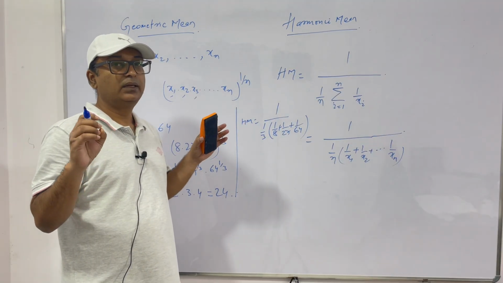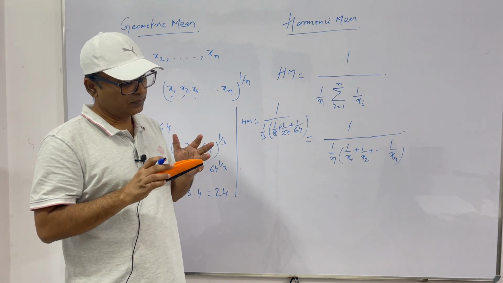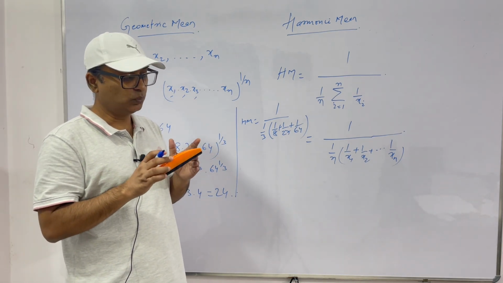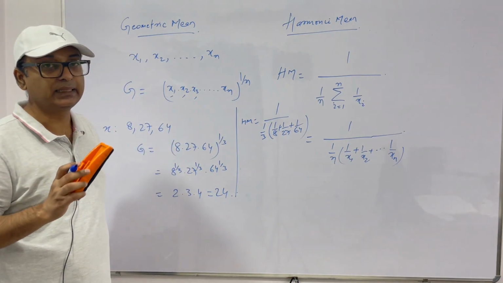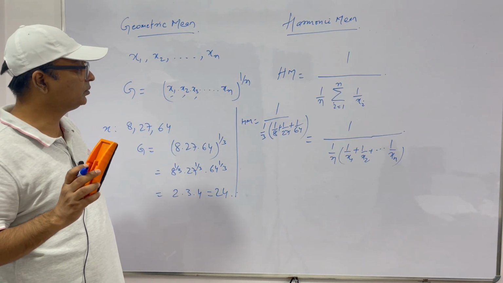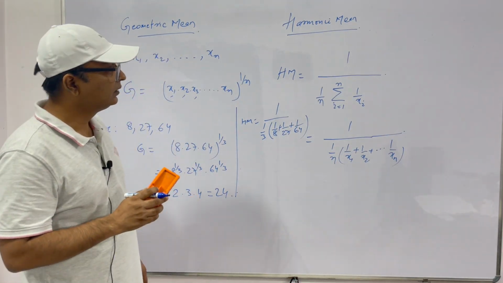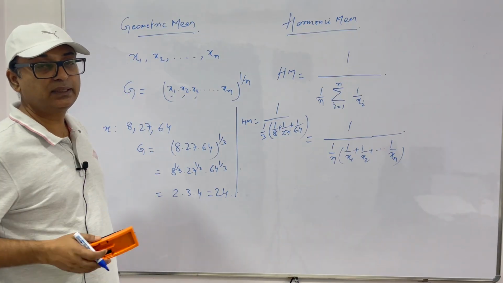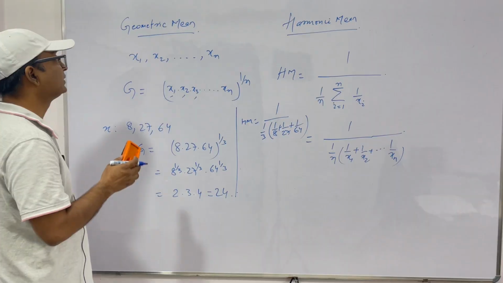So we actually saw 5 measures of central tendency: arithmetic mean, median, mode, geometric mean, harmonic mean. So this is all about the measures of central tendency. I think you must have understood the meaning and how to compute these measures. Now we will see the measures of dispersion in the next lecture. Thank you.